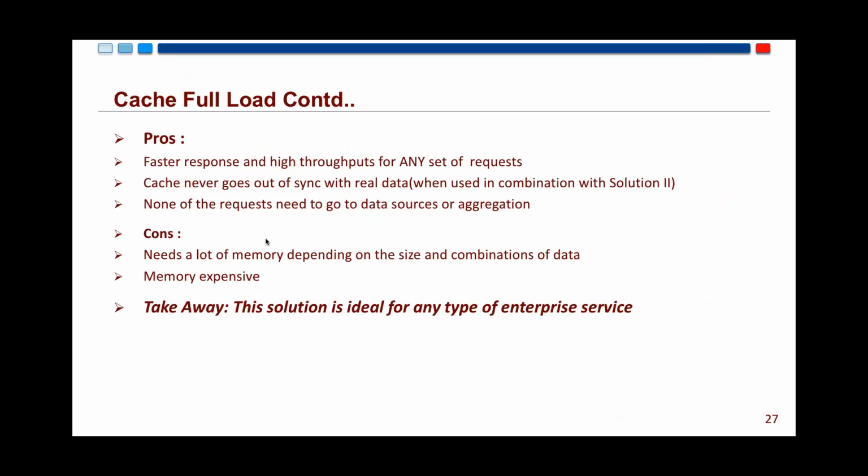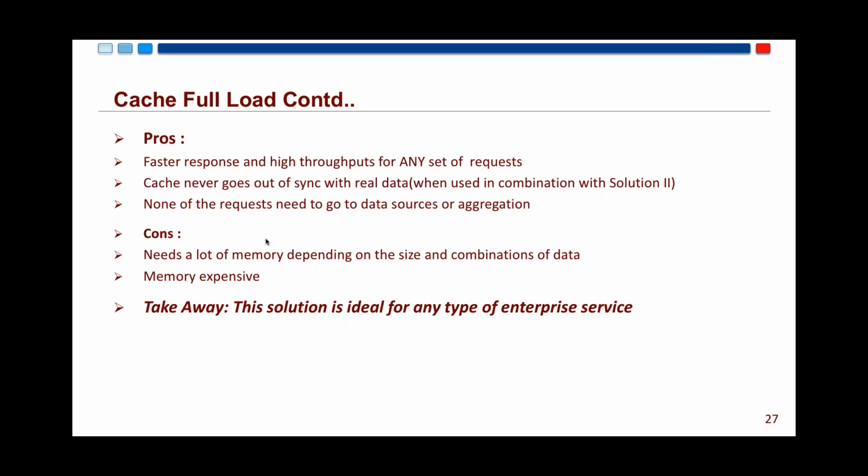Basically, the advantage of this solution is a faster response for high throughputs for all sets of requests. Any type of request will be handled by the Terracotta server array cache, and none of the requests will go to the data source. And in this case, the cache will never go out of sync with the real data when used with the combination of the second solution, which is update.